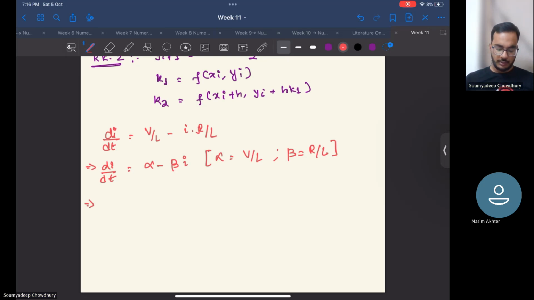Okay. So now we need to solve this equation. We bring this alpha minus beta I to the denominator and here. Now if we integrate both sides, what will be the integration on the left hand side? Can you tell me?